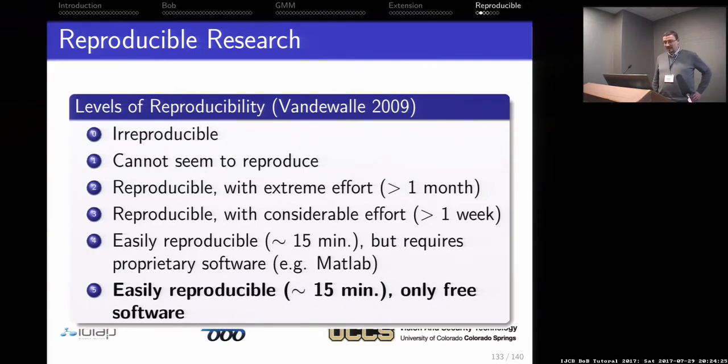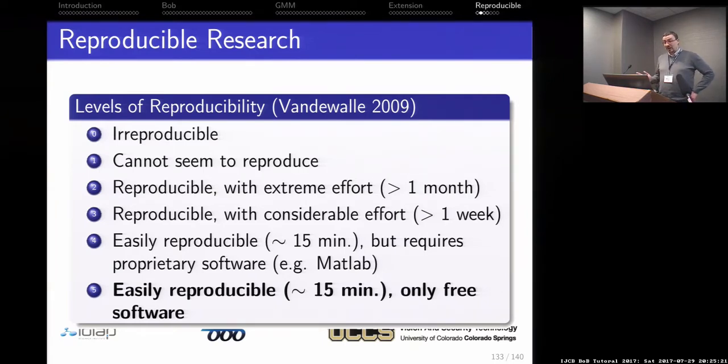Okay, Van der Waal in 2009 defined 6 levels of reproducibility. And most of the work is, unfortunately, level 0. It's completely irreproducible. Or level 1 cannot seem to reproduce because there are some details missing, or the data set is not accessible, as I said. Then there is level 2, reproducible with extreme effort, like requiring 1 month to implement something that is given in a paper. Level 3 is reproducible with considerable effort, around a week. Number 4 is easily reproducible, which means 15 minutes. I mean, 15 minutes to set up, not to run the experiment. That might take more, but 15 minutes to set up.